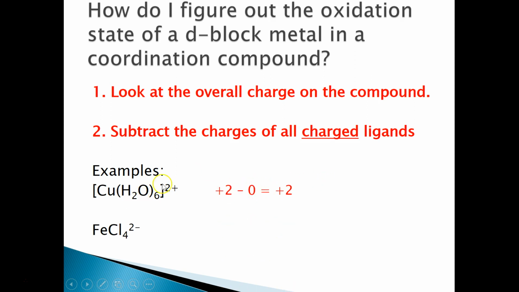So for this first example, we see that the charge on the whole complex is +2, and from that we'll subtract all the charges of the charged ligands. Well, water does not have a charge, so it's just +2 minus 0, which tells us that copper in this complex has a charge of +2. In the next example, our ligand is chloride ions, and there are 4 of them. So if you have 4 chloride ions, they will be supplying a negative charge of -4 to the complex. So we'll take the overall charge of the complex, -2, and subtract from it all the charges of the charged ligands. So -4 tells us that iron in this case is +2.